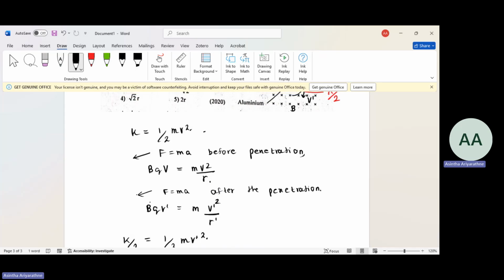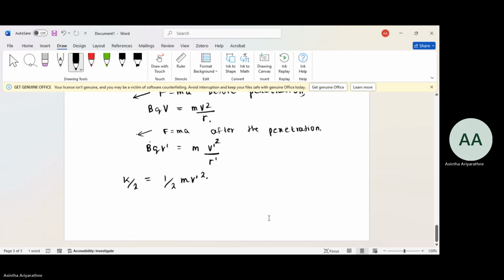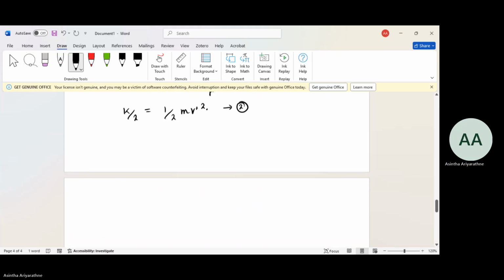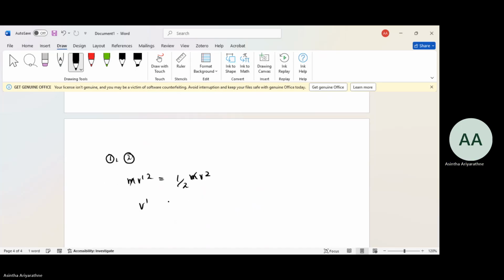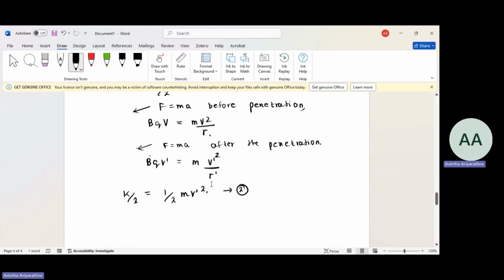Then by solving these two equations, we can find v dash in terms of v using equations 1 and 2. v dash squared equals half v squared, so v dash is equal to v over root 2, since v is greater than 0.